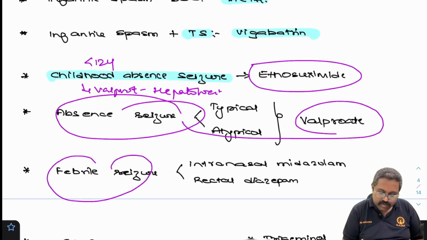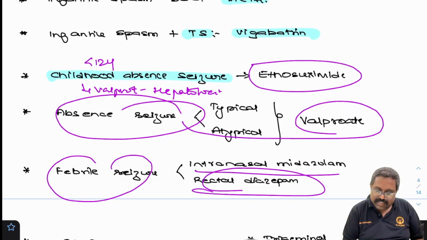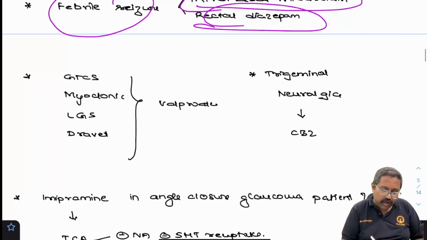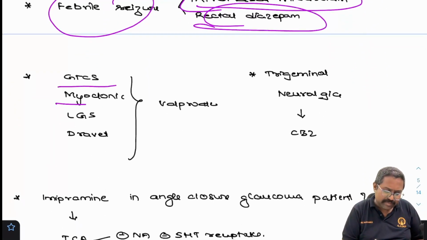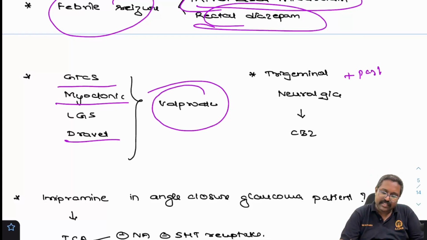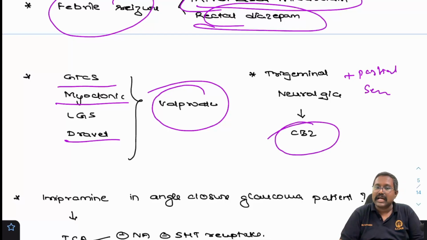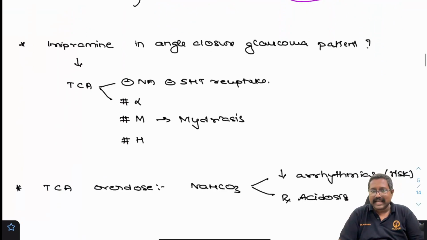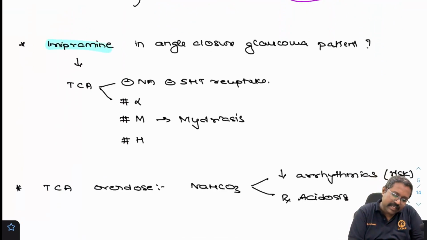In febrile seizure, you can go for rectal diazepam. If the option is there, you can go with even intranasal midazolam. So for all other purposes, the drug of choice for GTCS, myoclonic, Lennox-Gastaut syndrome, Dravet, it is your valproate. Whereas for trigeminal neuralgia plus partial seizures, the drug of choice will be your carbamazepine. So what does carbamazepine cause? Dilutional hyponatremia.